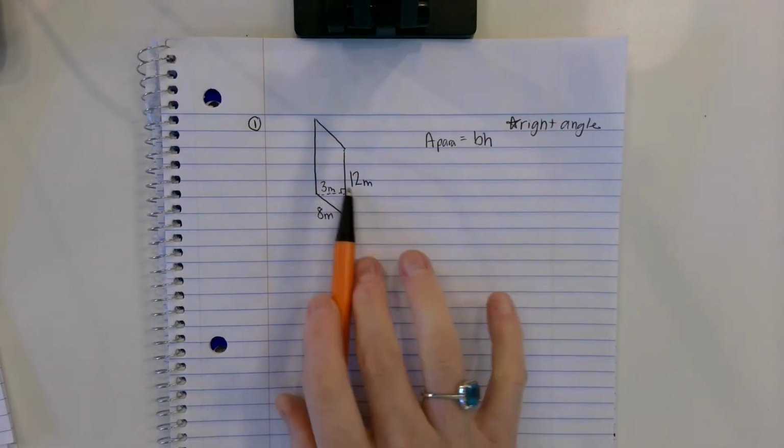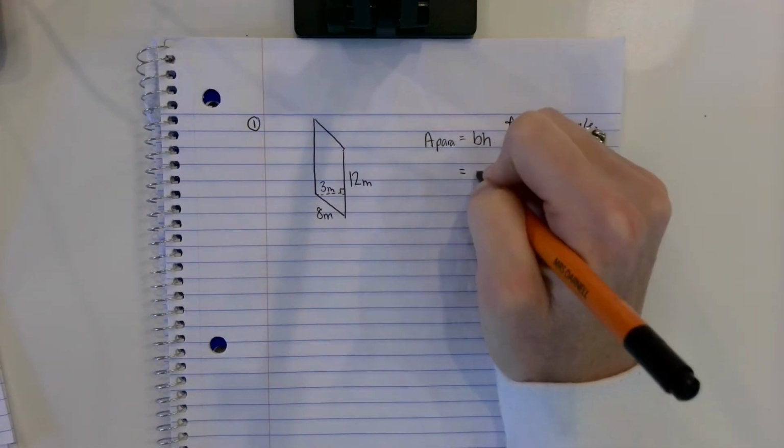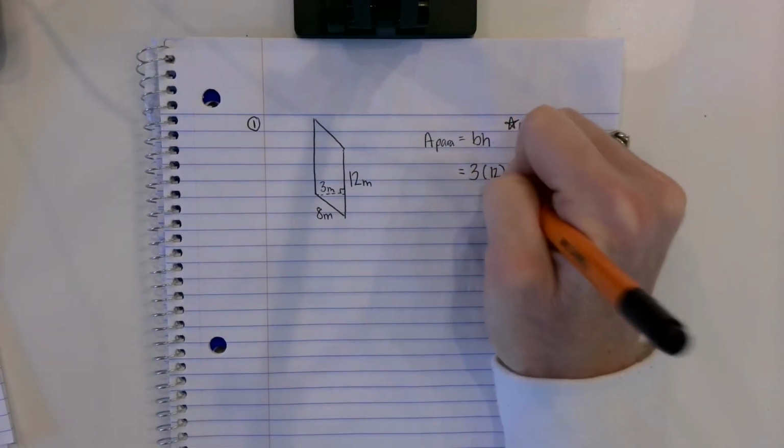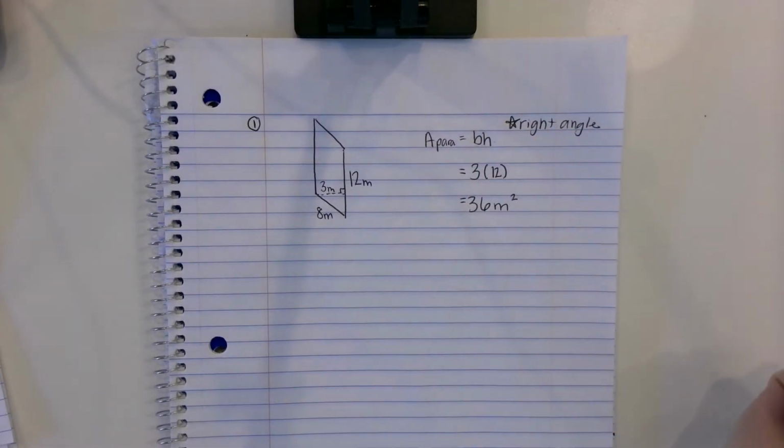Okay, so pause and find the area of that parallelogram. Okay, you should have done base times height, so 3 times 12, and gotten an answer of 36. Don't forget your units, meters squared.